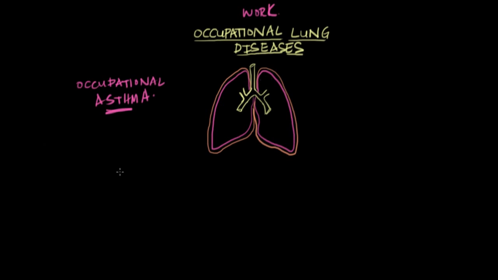You've probably heard of plain old regular asthma before, but what distinguishes occupational asthma from regular asthma is, firstly, that occupational asthma develops in adulthood. So it's a type of adult onset asthma. And secondly, occupational asthma occurs in response to some trigger that's found at work.